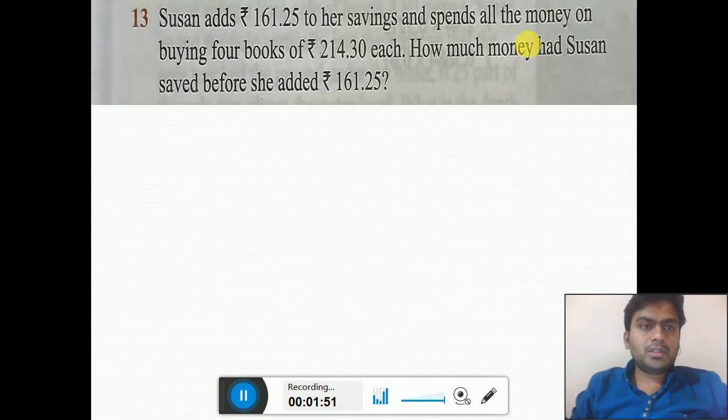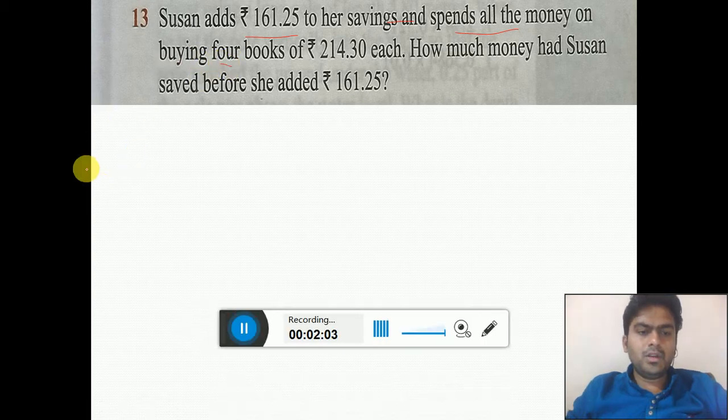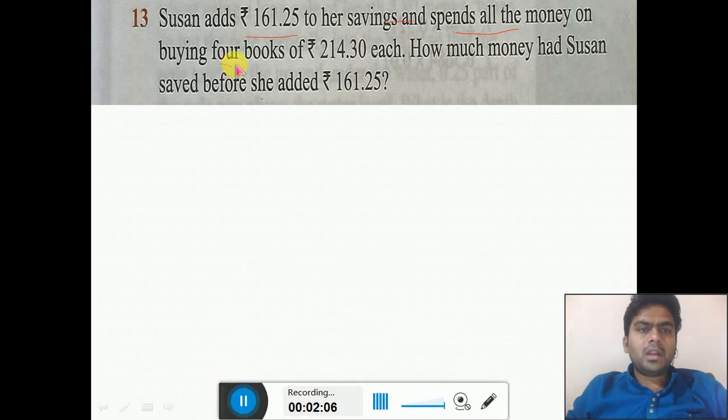Now move on to the next question. Susan adds rupees 161.25 to her saving and spends all the money on buying 4 books. So what we will do in this question, we will find out the cost of 4 books. If one book costs 214.30, we will multiply 4 by 214.30, the cost of one book, so we get the cost of 4 books. Then we will subtract 161.25, so that we will get how much money Susan had before she added 161.25 to her saving.